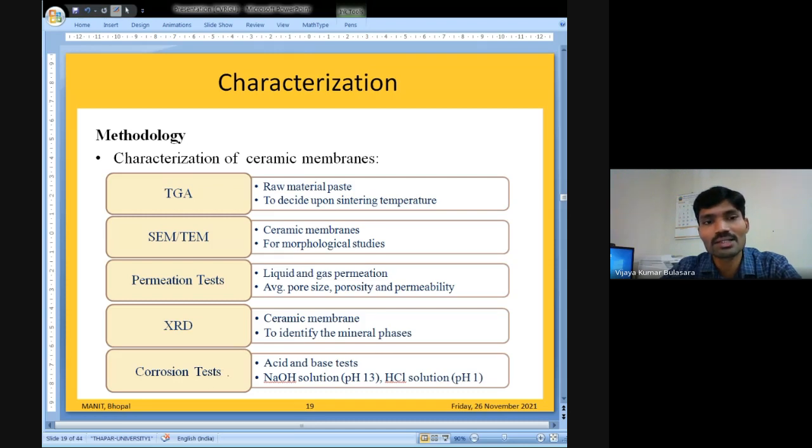Corrosion test is also done, because one of the advantages of the ceramic membrane is its high chemical stability. So membranes are subjected to a corrosion test by keeping them for a duration of 7 days in acidic and basic solution. Highly acidic and highly basic solutions are prepared separately, and the membrane dry weight is determined before and after the 7 days of soaking in each of the solutions.